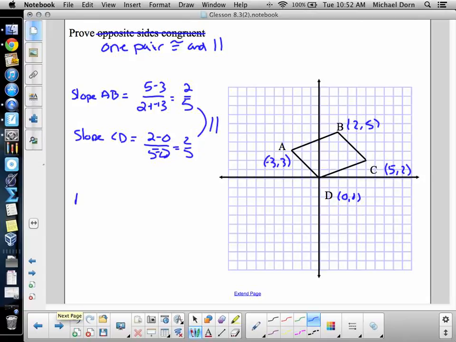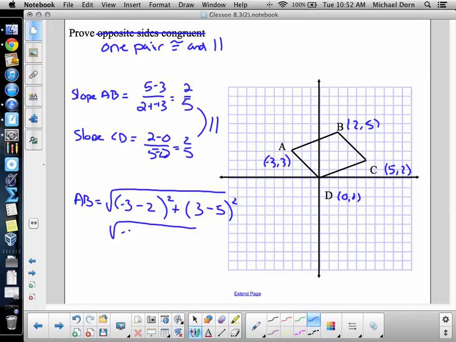And I can find the length of AB. Again, distance formula. Notice again how I set that up. I put all the symbols in first, to make sure I got the symbols right, then I put my points in. X's are negative 3 and 2. Y's are 3 and 5. So negative 5 squared plus negative 2 squared. 25 plus 4, square root of 29.